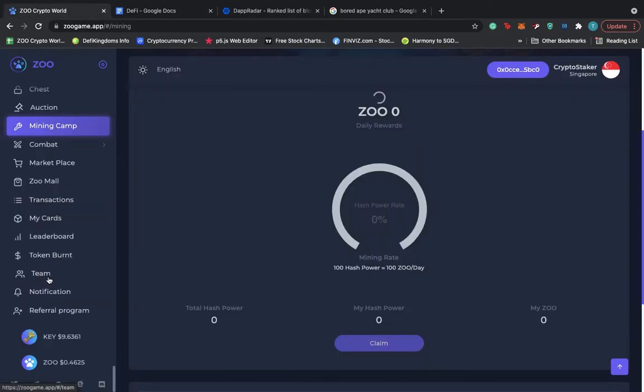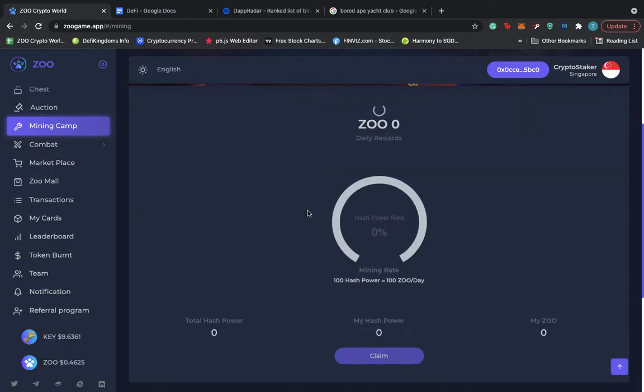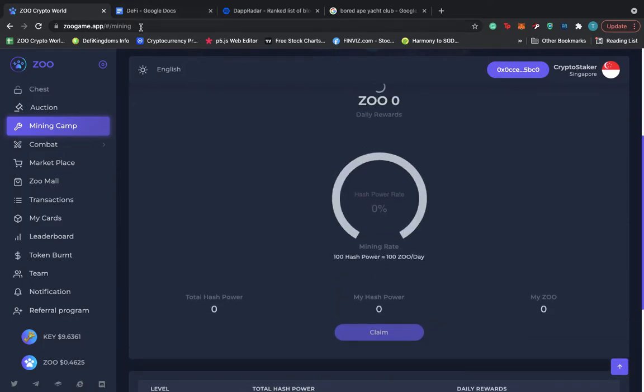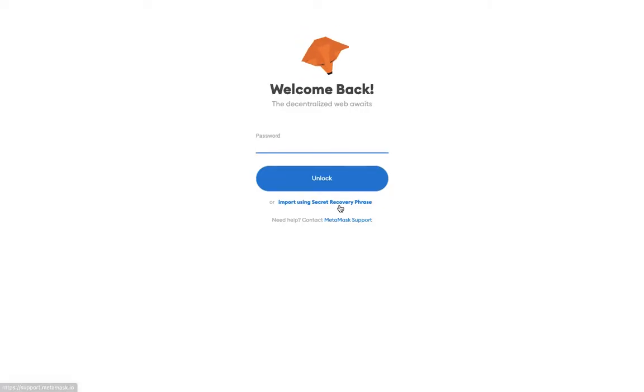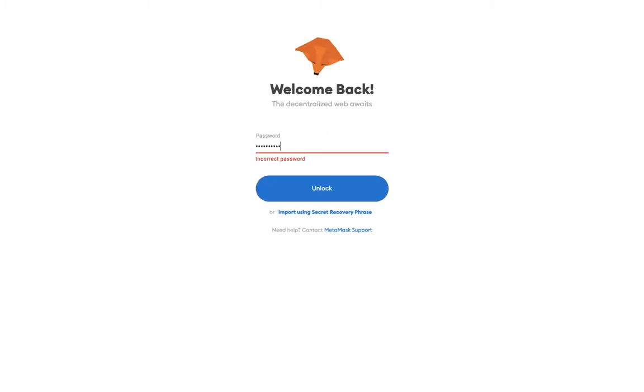One key is about 960, and actually it's really cheap now. It's about 960 over here. And the zoo token is about 46 cents. I'll talk more about the zoo token later, but let's talk about the key first. It's actually taking a very long time to load, so I'm going to the beta site. Now let's refresh what I've just said. Zoo Crypto World. Oops. I don't know why they locked me out.